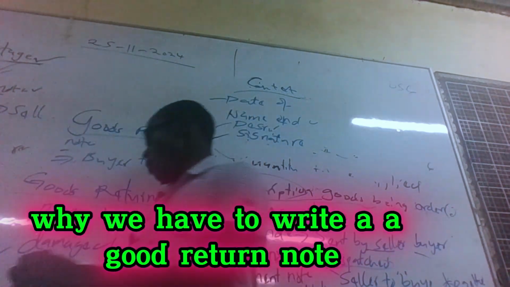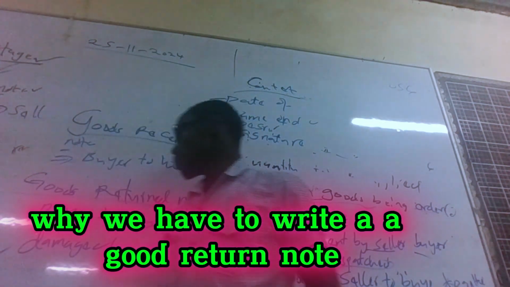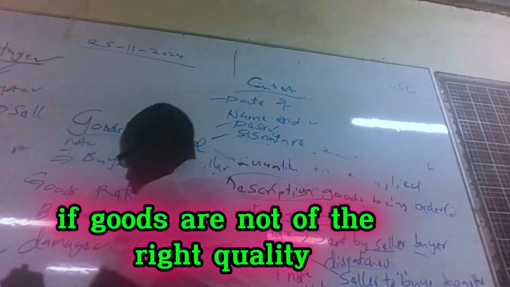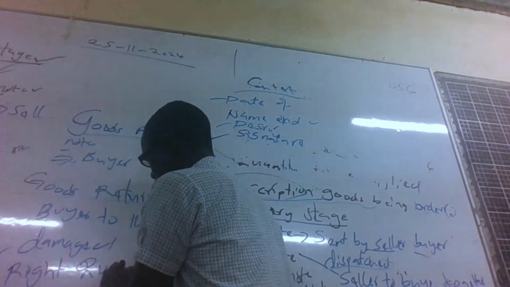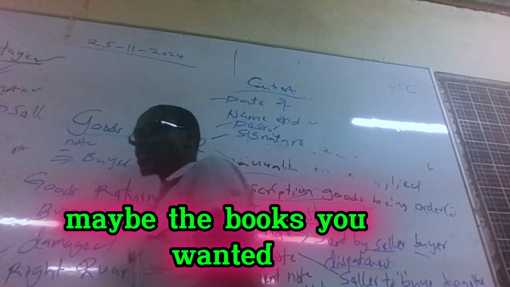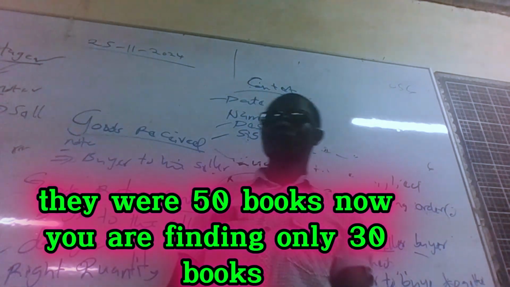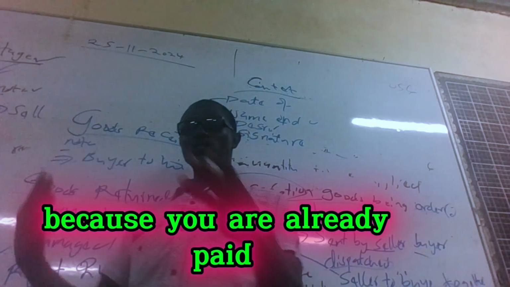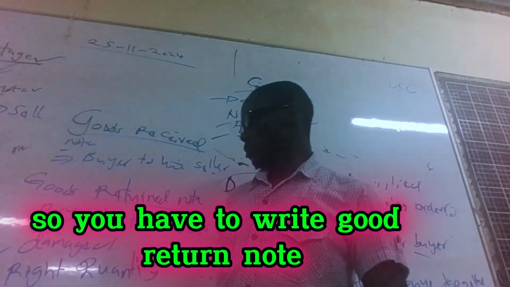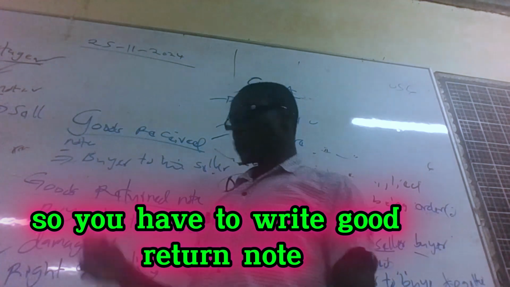Number two, we write a goods return note if goods are not of the right quantity. Maybe the goods you wanted were 50 books, and now you find only 30 books. You have already paid, so you have to write a goods return note.